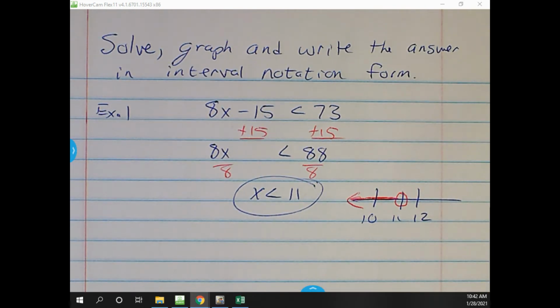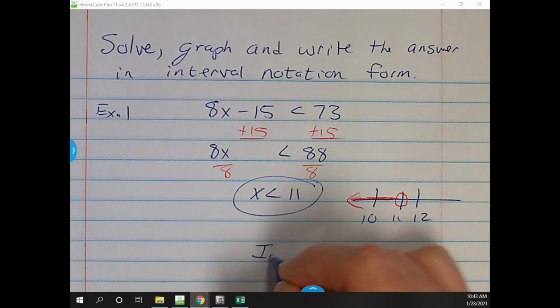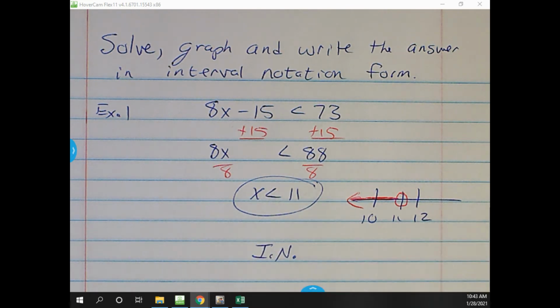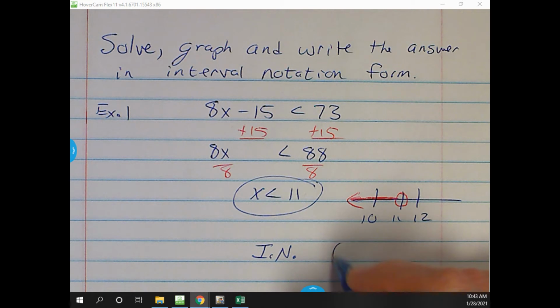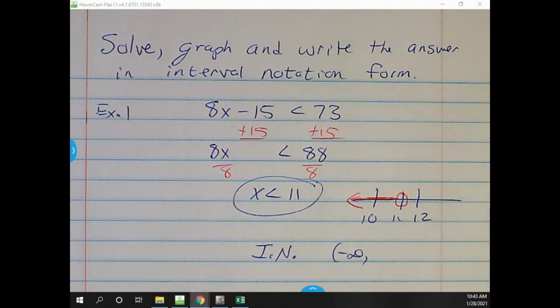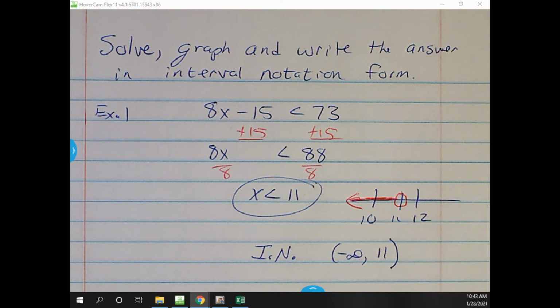Homework, you'll see, those are the only two things you're going to be asked. We're doing interval notation so that y'all are practicing with it. Interval notation form: it's going to the left, so that's negative infinity. We're going to get to 11, and since it's an open circle, we'll put a parenthesis there.